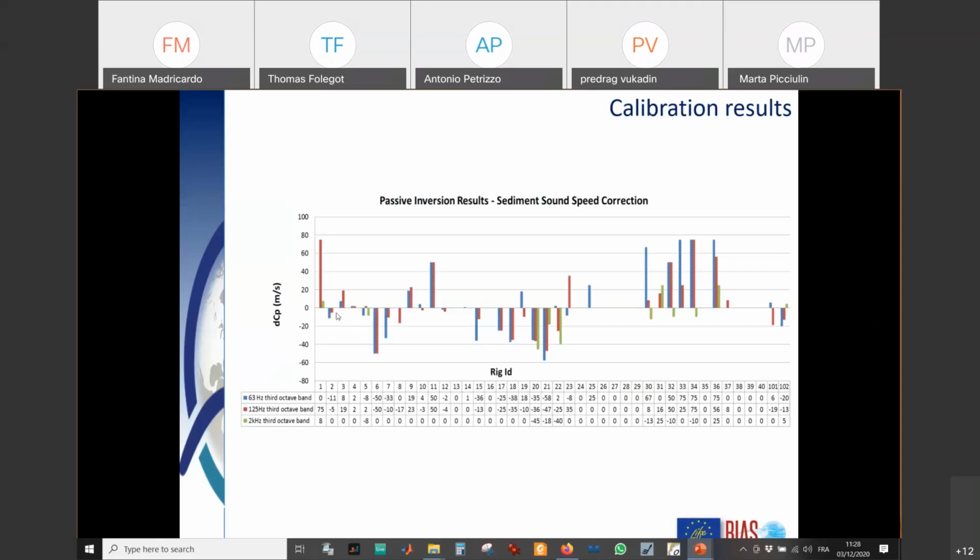Sometimes we need to add a correction, and sometimes not, because right away the data match the prediction. It means that the description of the environment was fairly good right away.